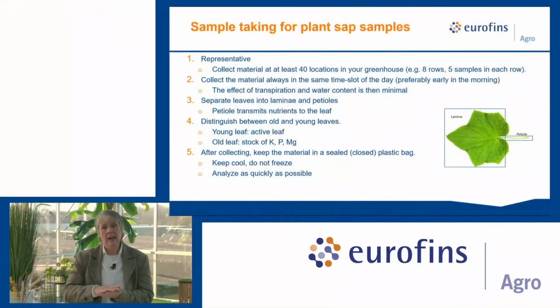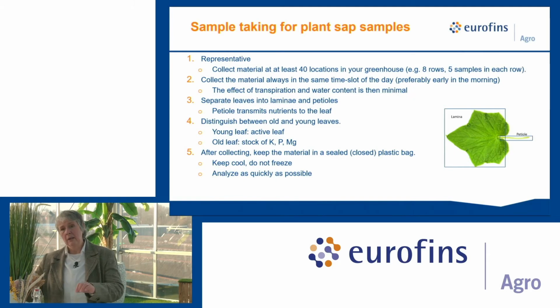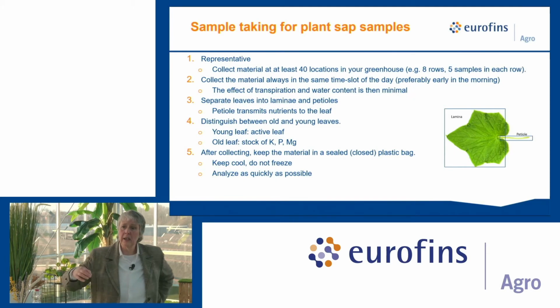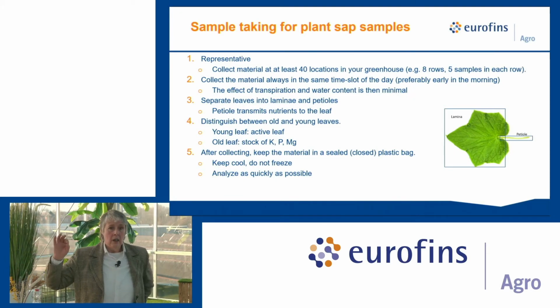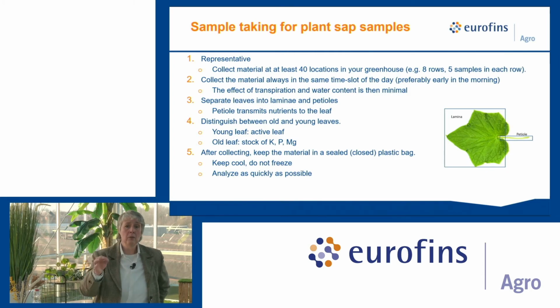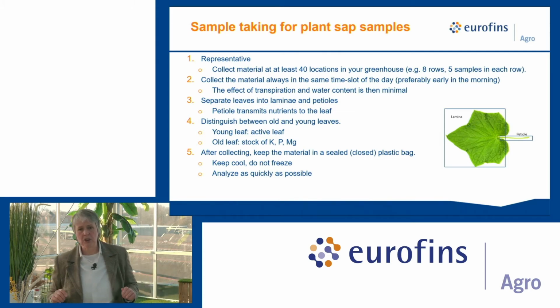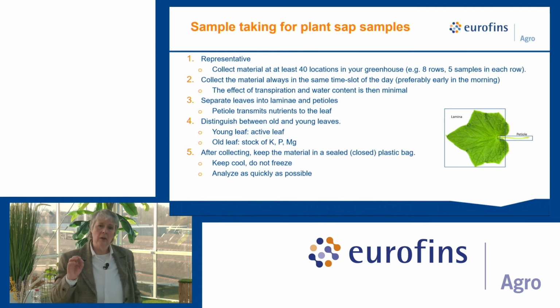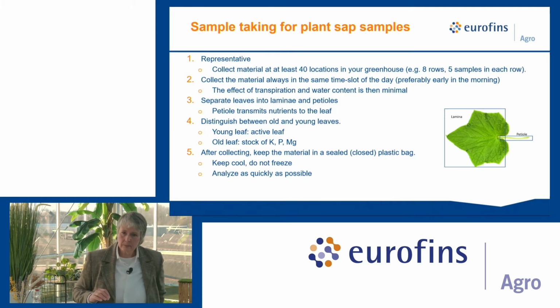The other thing you want to do, and I will come to that later, why that is handy, separate leaves into the lamina and the petiole. The lamina is kind of the leaf part, and the petiole is the little thing that connects the leaf to the plant. The petiole transmits the nutrients from the plant to the leaf. It's kind of a bus system in between. It's a transport system. And I'll tell you later on why that is important.